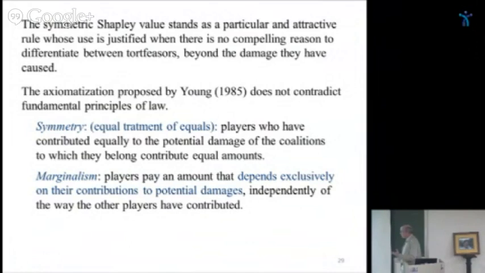The second is marginalism. There is clearly an allusion to this: what a player pays depends exclusively on his or her contribution to potential damage, independently of the way the others contribute to damage, which is, of course, a strong axiom, actually very close to additivity. Of course, this we know. Okay.